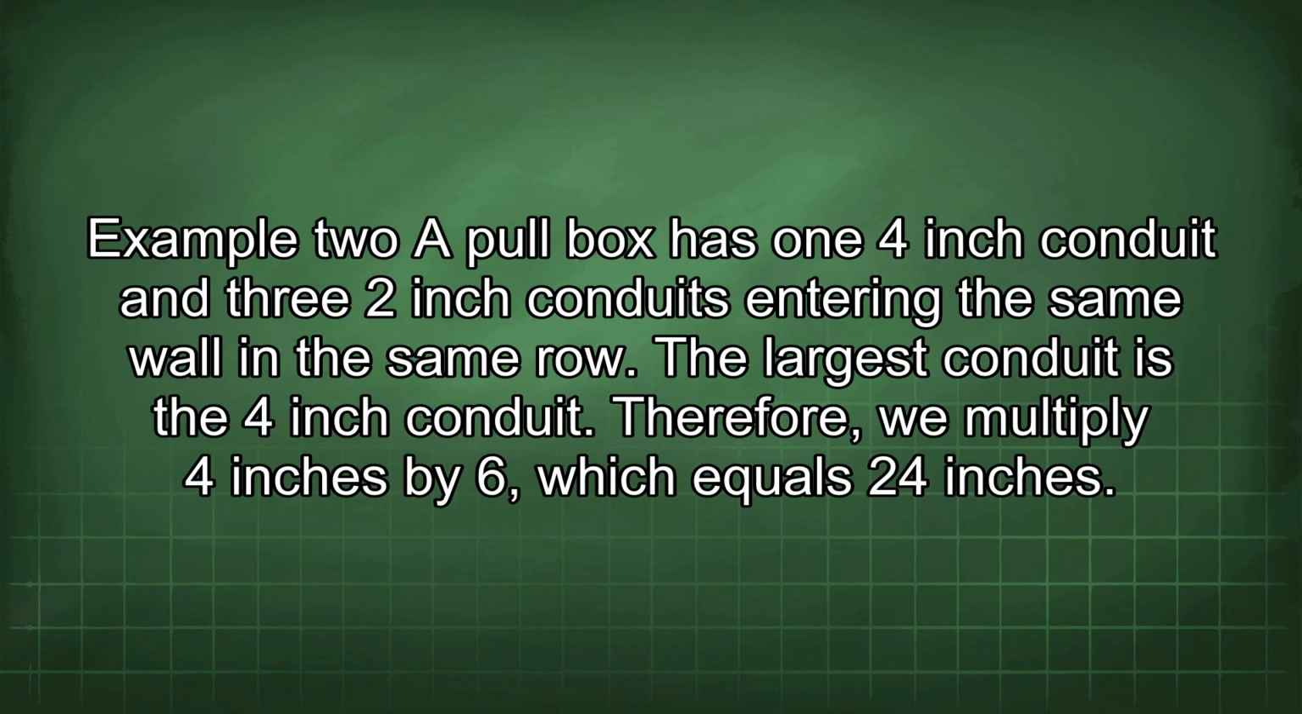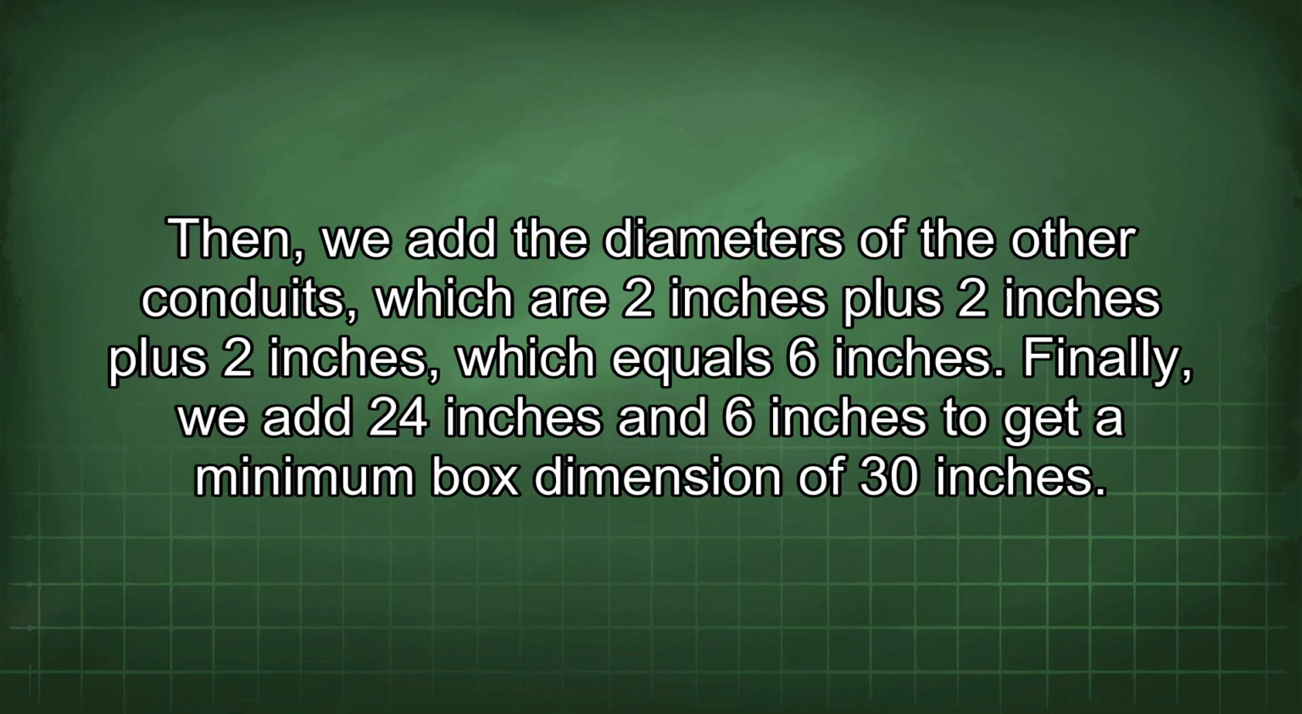Example 2. A pole box has one 4-inch conduit and three 2-inch conduits entering the same wall in the same row. The largest conduit is the 4-inch conduit. Therefore, we multiply 4 inches by 6, which equals 24 inches. Then, we add the diameters of the other conduits, which are 2 inches plus 2 inches plus 2 inches, which equals 6 inches. Finally, we add 24 inches and 6 inches to get a minimum box dimension of 30 inches.